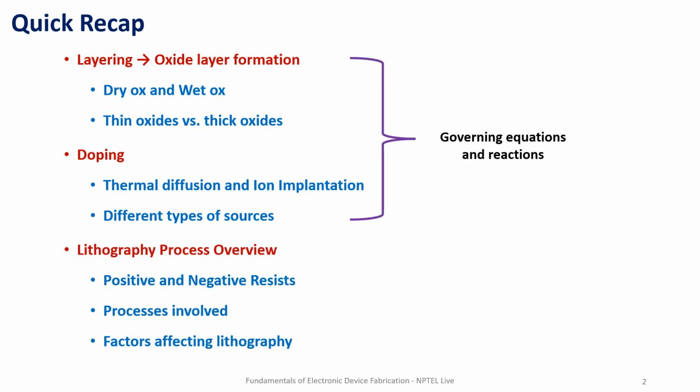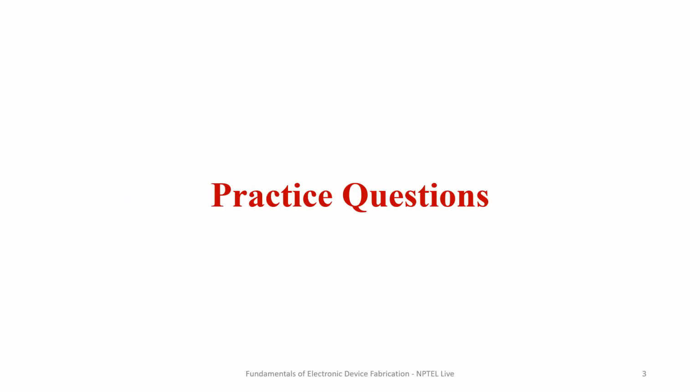These are the things in week 2: layering, oxide formation, dry oxide, wet oxides, thin oxides versus thick oxides, doping, thermal diffusion and ion implantation, and different types of sources, the governing equations and reactions for all of these. Then lithography process overview: what are negative and positive photoresist, what are the processes involved, and finally what are the factors affecting lithography.